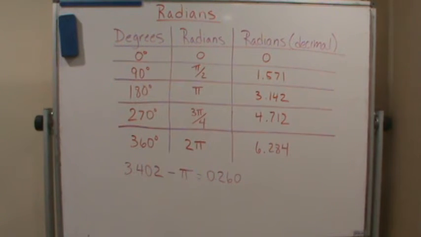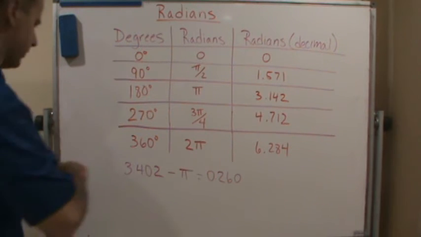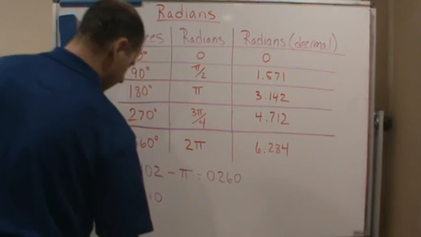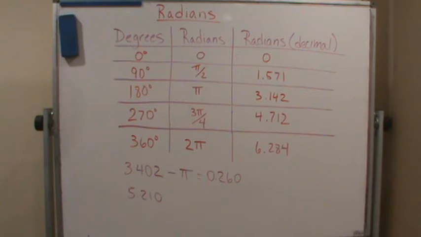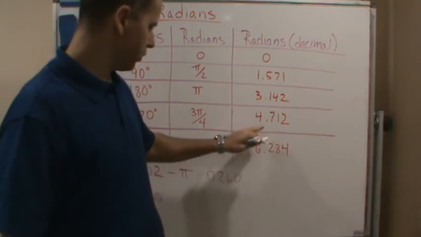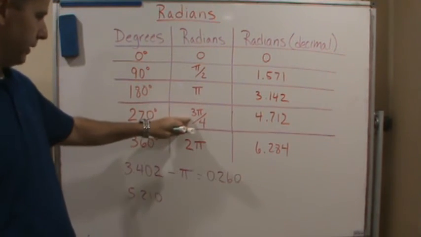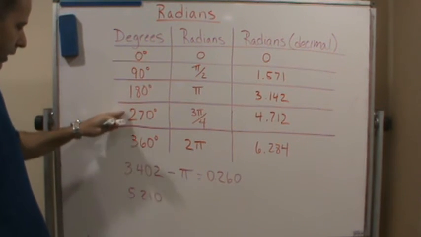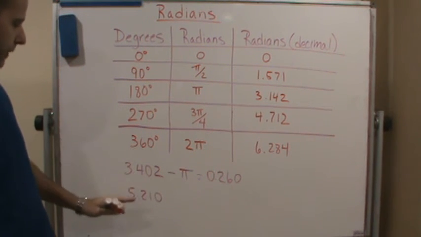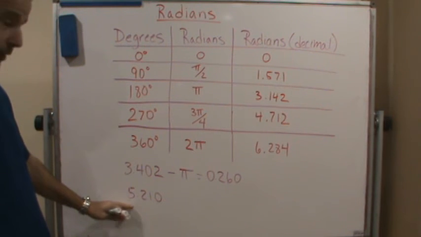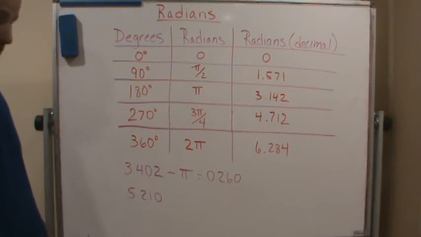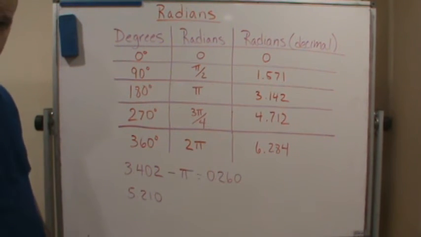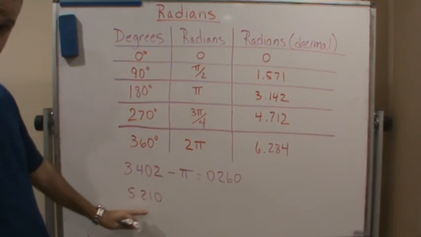Now what if we start with 5.210? Where does that end up? Well, 5.210 is bigger than 270 degrees, and less than 360 degrees, so we are in the fourth quadrant. So how do we find the reference angle if we're in the fourth quadrant? Well, we have to subtract this angle from 2 pi. So it's going to be 2 pi minus this.